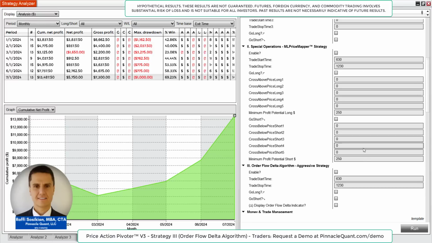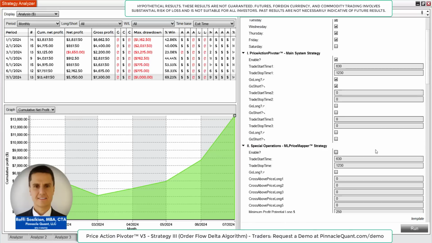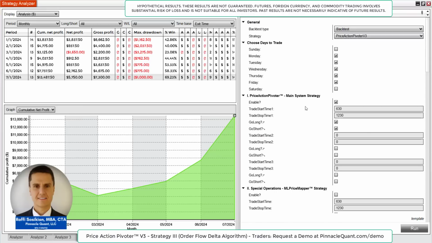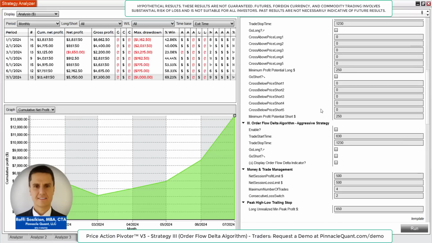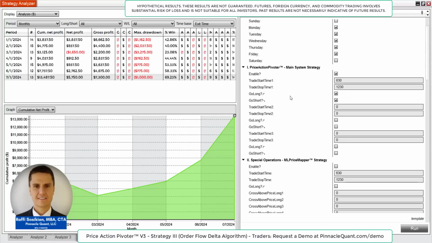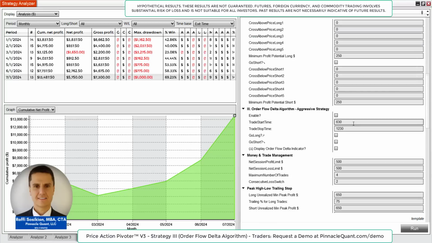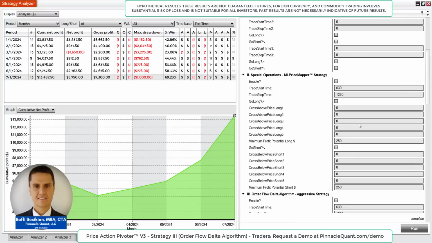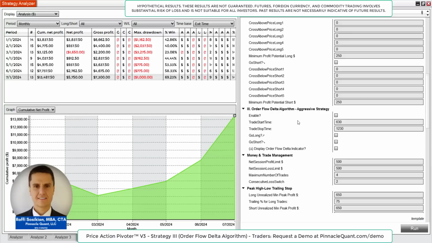But what some clients have done is if they have 2 accounts, for example, on one account they have the main system strategy, and on the other broker account they have the order flow delta algorithm, and thus they're trading 2 separate accounts. What others have done is on one, they've put 1 contract, for example, of ES, and on the order flow, for example, they could have 7 or 8 contracts or even 10 contracts of MES, or vice versa. They can have MES on this one and ES on this one.